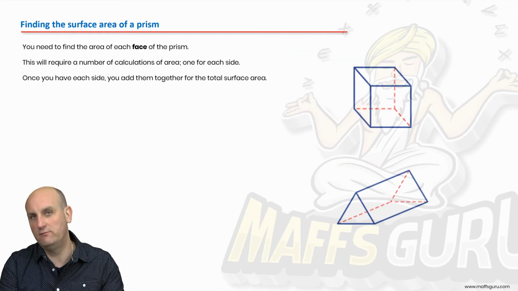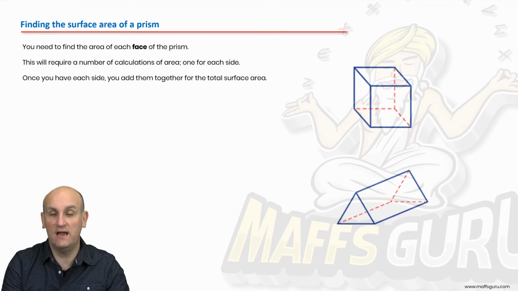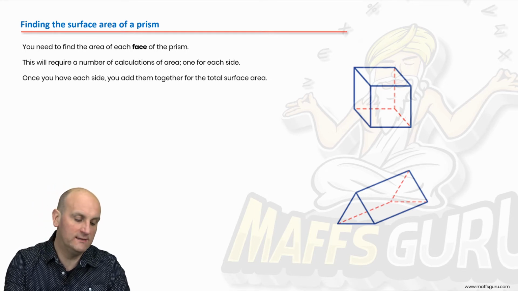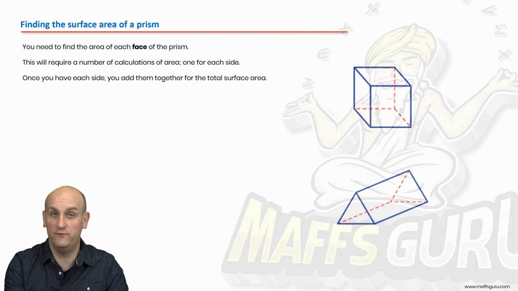So nets are really, really important, but why? Well, they can help me find the surface area of a prism. Now, the wording in this situation helps us: surface, area, prism. So we are trying to find the area of all of the surfaces of a prism.